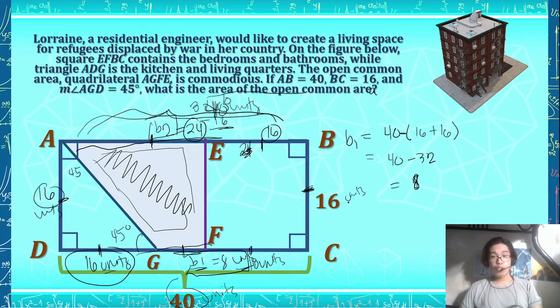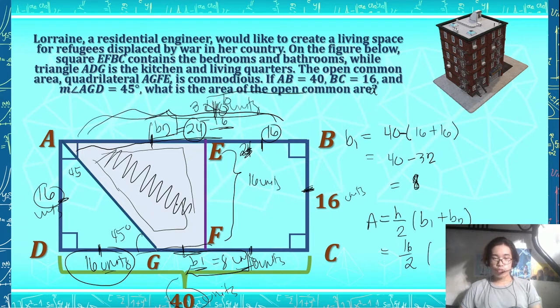Now we know that the formula for finding the area of a trapezoid is H over 2 times B sub 1 plus B sub 2. The height of the trapezoid AEFG is equal to 16 units. So that's going to be 16 over 2 times the first base, which is 8, plus the second base, which is 24. From this formula, we can now get the area of the white shaded part, the common area.